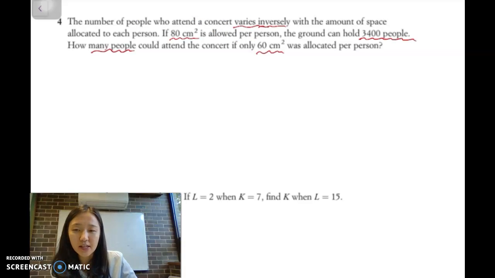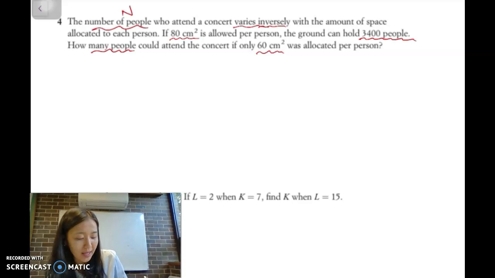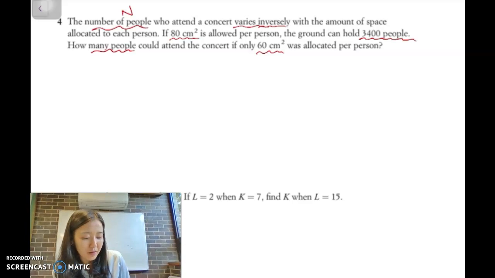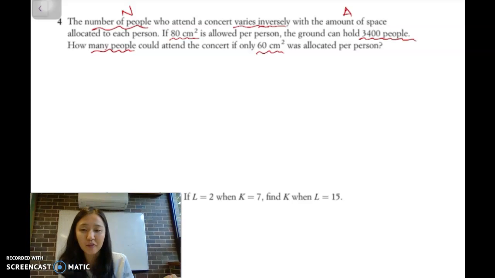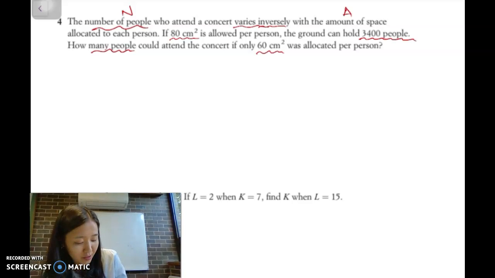So let's have a look at the two variables that we are dealing with here. We have the number of people, let's call that N, who attend a concert, which varies inversely with the amount of space that you have. So let's call that A for area. Using that first sentence, I can write down the relationship in equation form. N is equal to K over A.